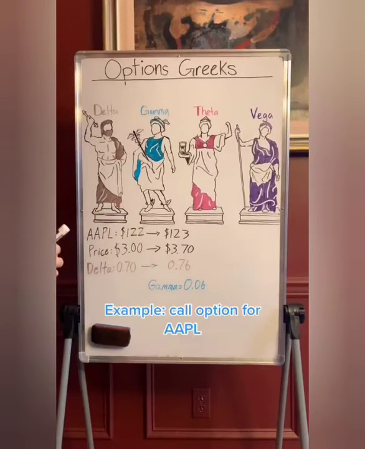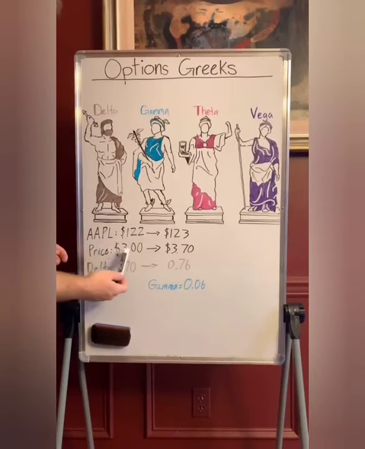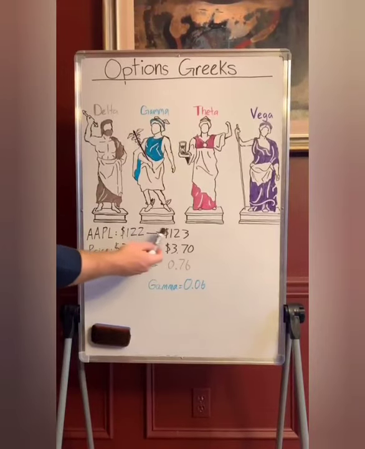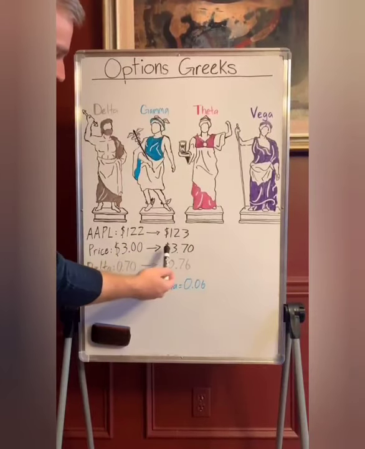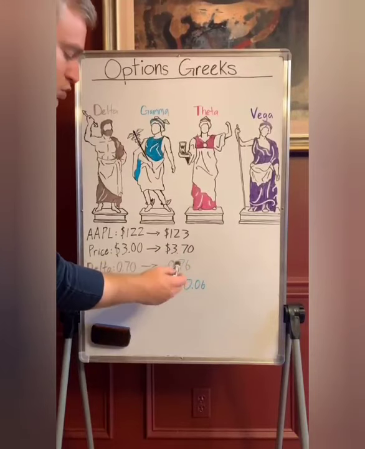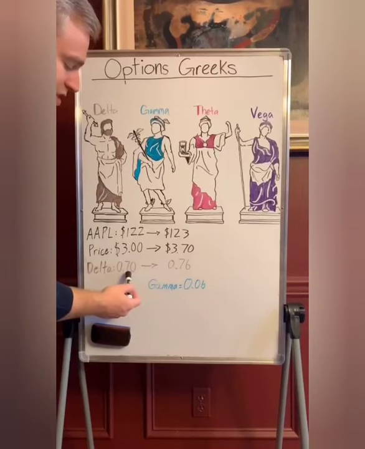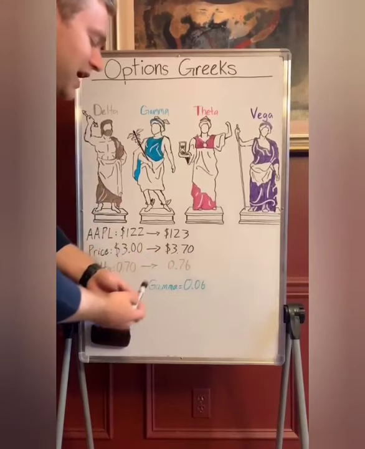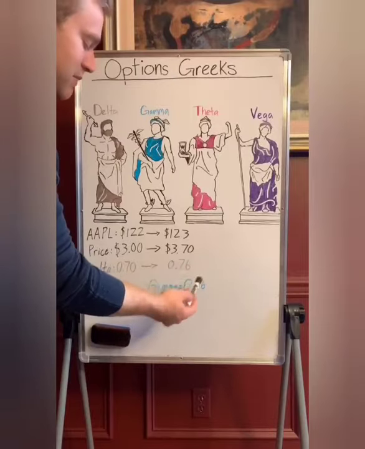So let's say that we're looking at a call option for Apple. Apple is currently at $122 per share. Let's say the price of the contract is $3. The delta is 0.70. That means that if Apple goes up to $123 per share, the price of the contract would then go up by a factor of delta, so $3.70, but the new delta is going to go up by a factor of gamma, 0.06, so 0.70 to 0.76. That means that for the next $1 increase, the price of the contract will now go up by 0.76 as compared to the 0.7.